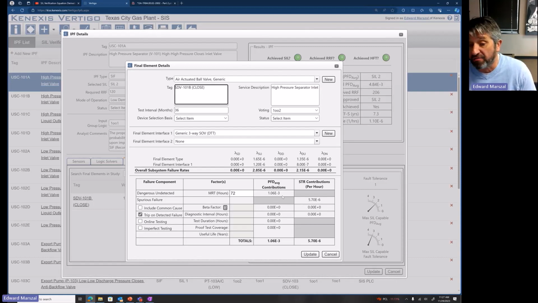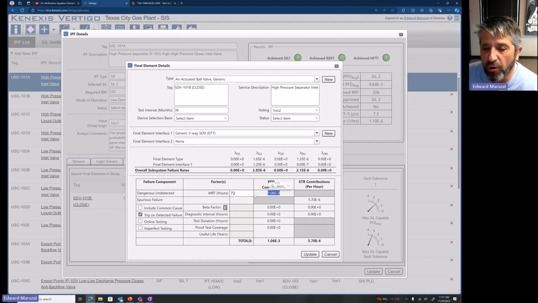And now on the valves, you see it's not nearly as interesting because we only evaluated the DU term. Actually, I take that back. We should have evaluated the beta factor because we're doing a 1 out of 2 term. But no diagnostics, no online testing, no imperfect testing. So we're simply adding those 2 terms together. All right.